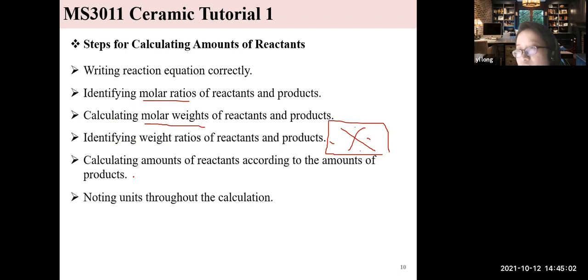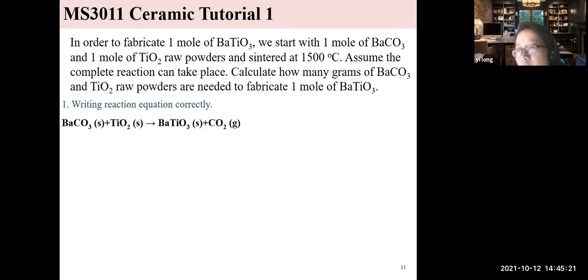As I said, you learned this in high school, but let's quickly review. Our experience is based on past years' students, and it is actually quite easy to make mistakes. If you get even the first step wrong, you can never get any end products. So be very careful here. For example, for the first one, we write the equation. The starting materials are barium carbonate and titanium dioxide. Barium is 1 and 1, titanium is 1 and 1, carbon 1, oxygen 5 and 5.